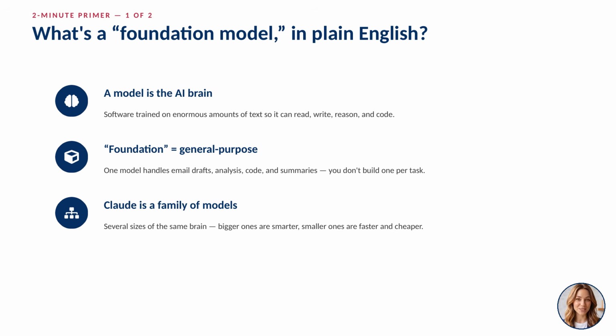And Claude isn't one single brain. It's a family of them. Same intelligence, different sizes. The bigger ones are smarter but slower and pricier. The smaller ones are lightning fast and cheap. Picking the right size for the job is half the skill, and I'll make that easy in a minute.